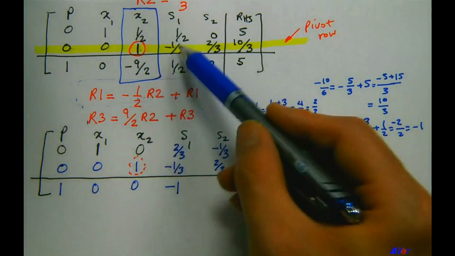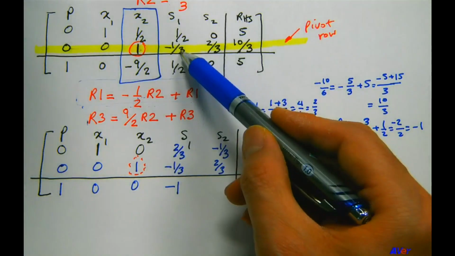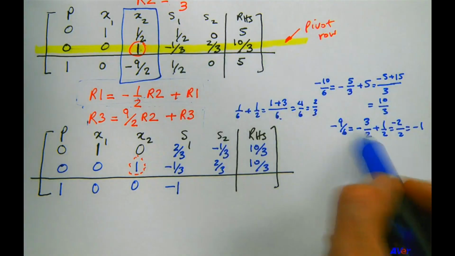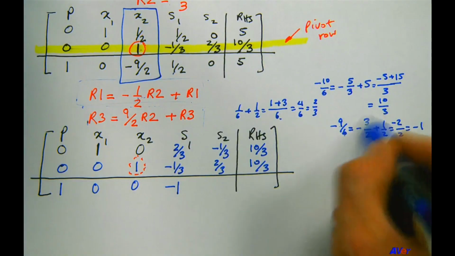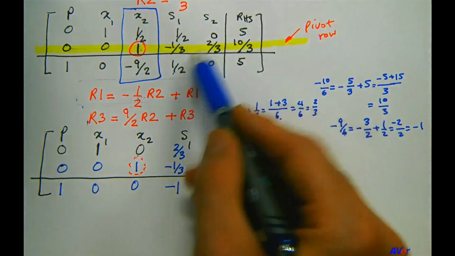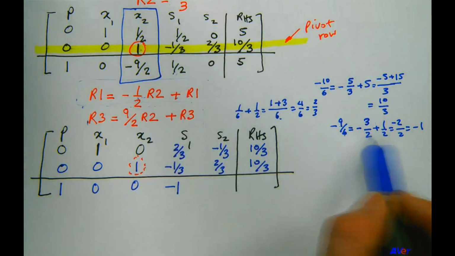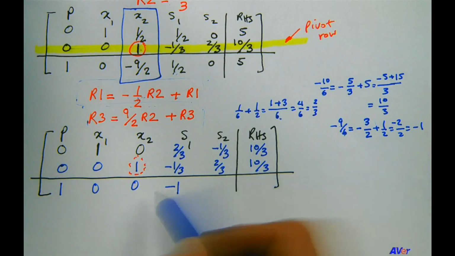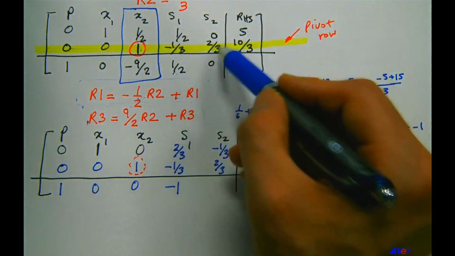So when we got to this point, 9 halves times minus 1 over 3, we simplified it. It's minus 9 over 6 equals minus 3 halves. Then minus 3 halves added to positive 1 half. That's what we did here. We ended up with negative 1. That's what we have here. Then let's continue to the next number.